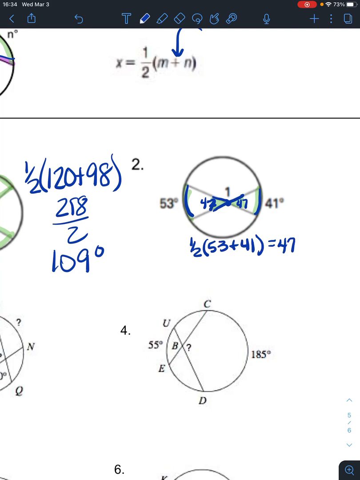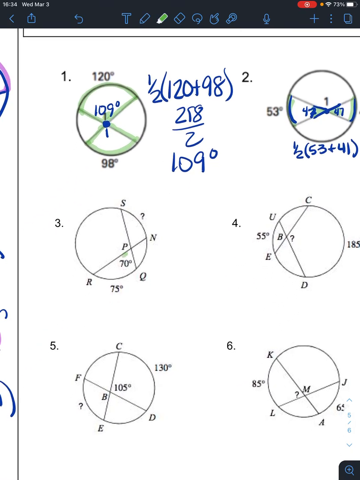But I asked for angle 1. Well, angle 1 and 47 add up to 180 because they're a linear pair, which means that angle 1, if I take 180, subtract 47, I get that the other angle is 133 degrees. So angle 1 is 133 degrees.